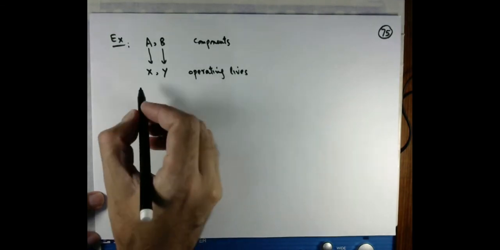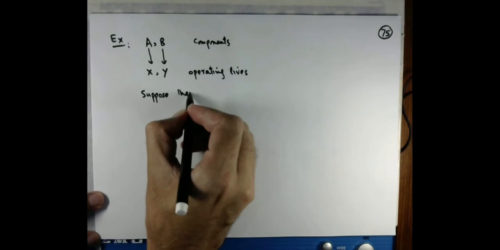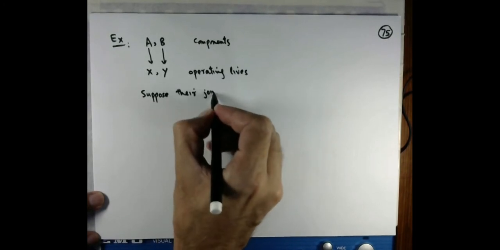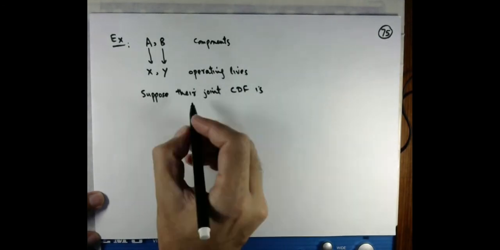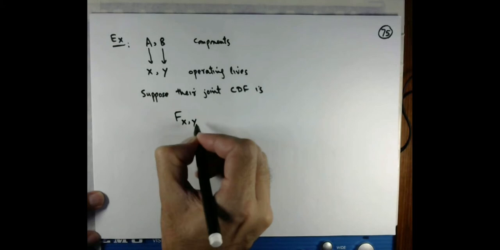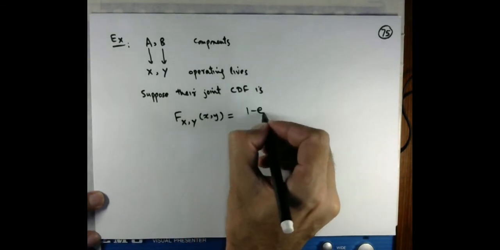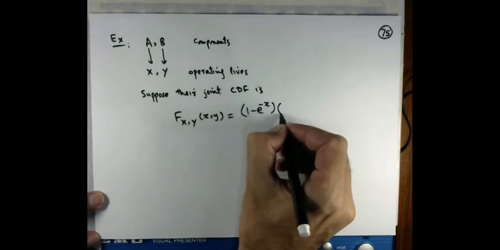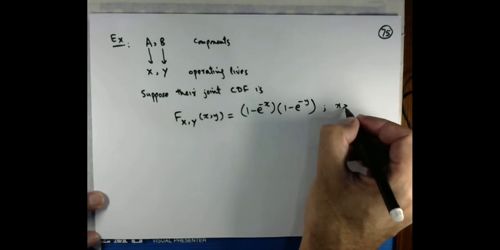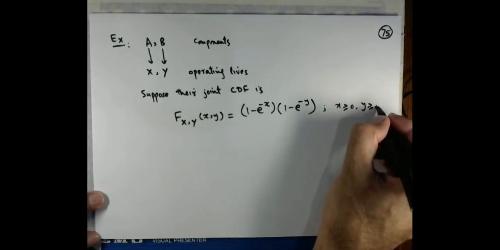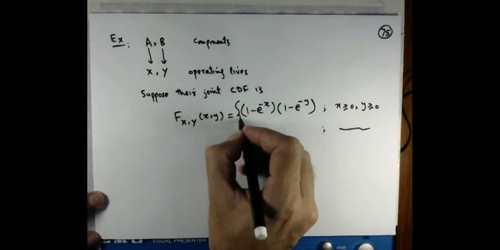And suppose that their joint cumulative distribution function is given as such: F sub x comma y of x comma y is equal to 1 minus e raised to power minus x times 1 minus e raised to power minus y, for obviously x greater than or equal to 0 and y greater than or equal to 0, and 0 otherwise.